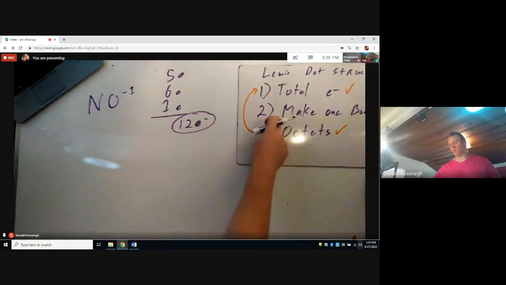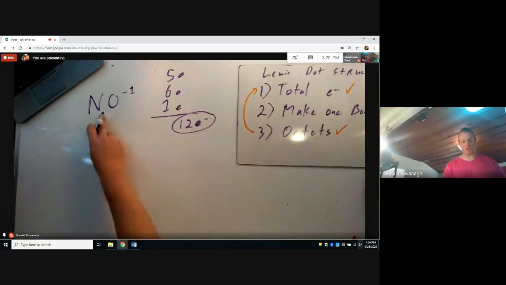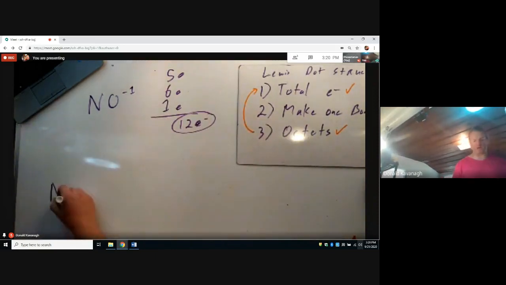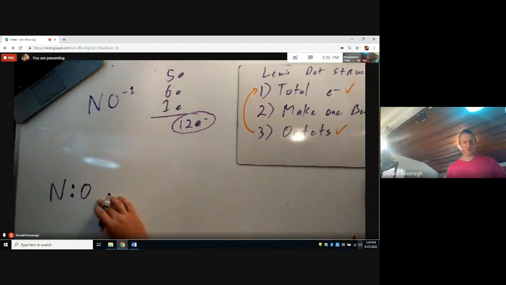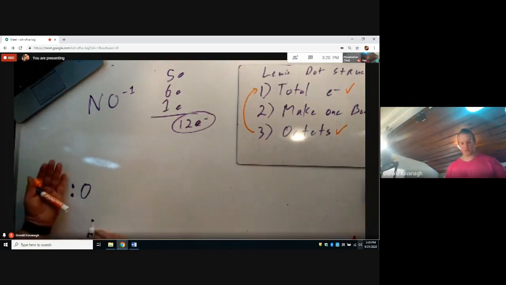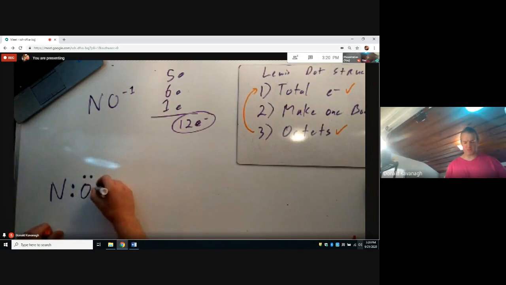Step 2, make one bond in between each atom. Our first prediction will contain one bond. Every bond is going to have 2 electrons, so this is one bond. Step 3 is check octets. Most of the atoms that we work with are going to require 8 electrons, the octet surrounding it. Currently, oxygen only has 2, so I'm going to fill in.